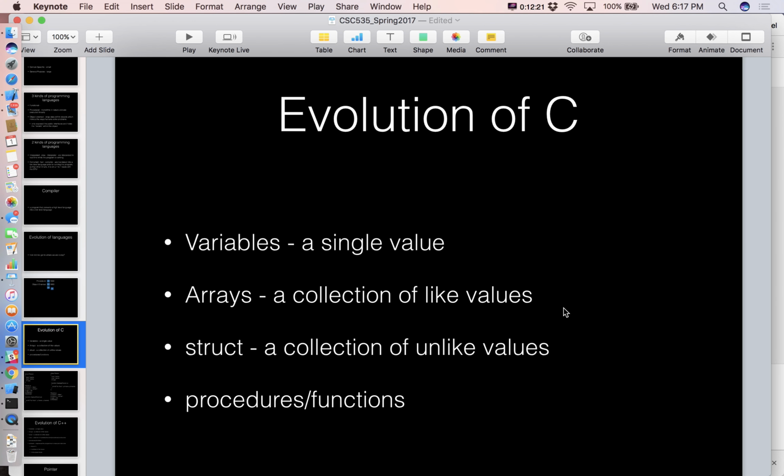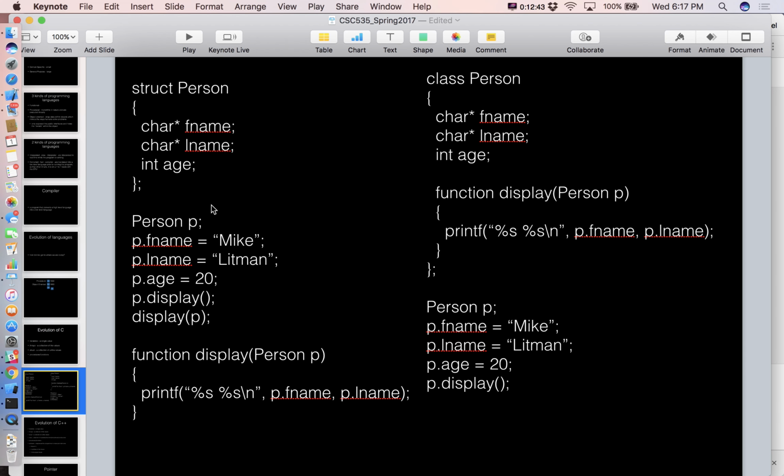Okay, so we talked about the evolution of C. Specifically, it had variables, a single name with a single value. It had a collection of like values. It had this thing called a struct, which allowed us to hold a collection of things that were not necessarily the same kind of value. For instance, we can hold a first name, a last name, and an age. We looked at an example of that here, with our first name, last name, and age in our struct.